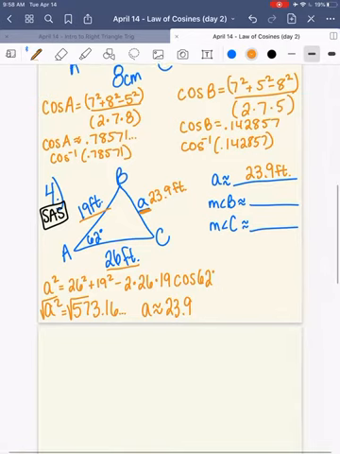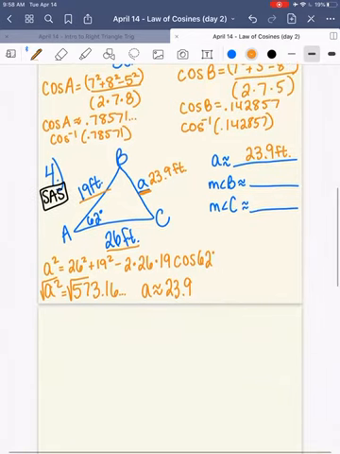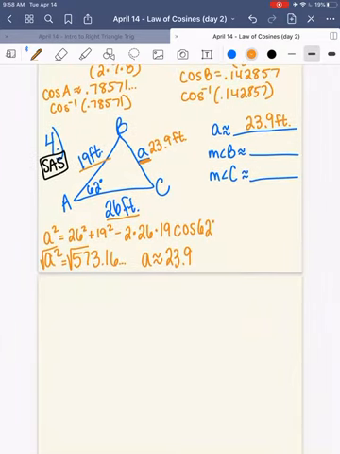Now I'm going to go down to the next page. We need to find either B or C. It makes no difference which one you find. You should get the same answer every time. You may get slightly off, like by a tenth or something, and that's okay. That's acceptable. I just typically go in alphabetical order. So I'm going to find B first.